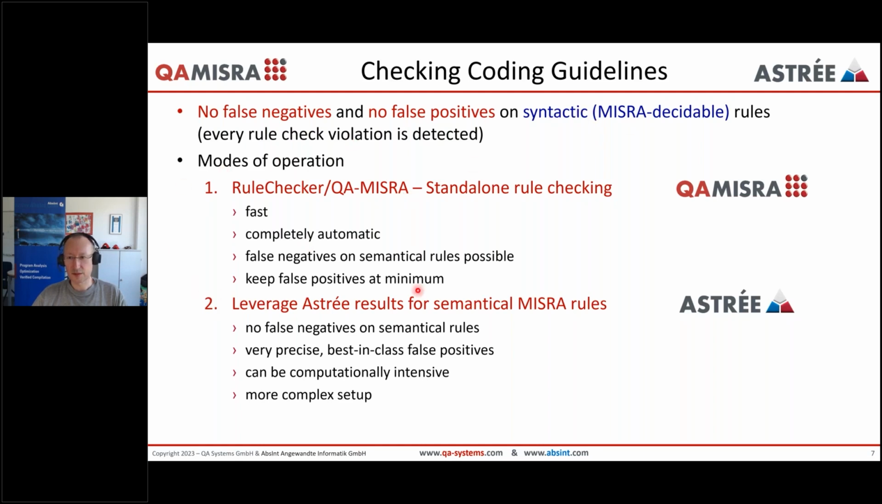So that's really the focus of QMISRA then, to have a fast and completely automatic analysis, essentially a push-button solution, which will report all the syntactic rule violations precisely, and when dealing with semantical rules, try to keep the noise at an absolute minimum. So yes, we can have false negatives on semantic rules here, well, because it's not a sound analysis, but we try to keep the false positives at a minimum. So if you see a violation of a semantical rule, then the chances are that this is indeed justified. But it's a simplified analysis, which is very quick, very easy.